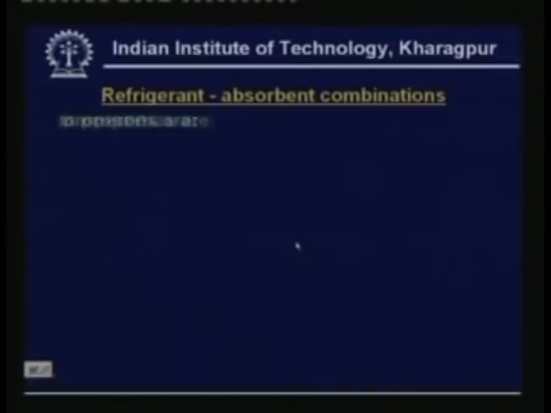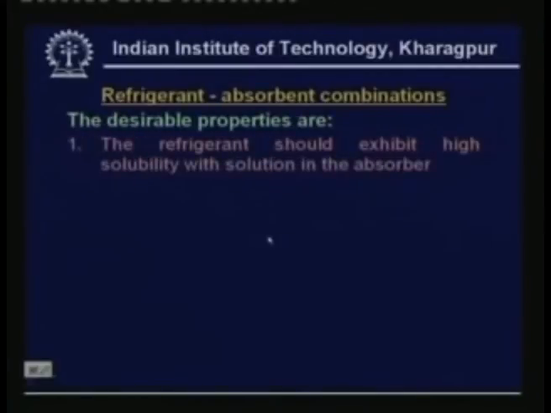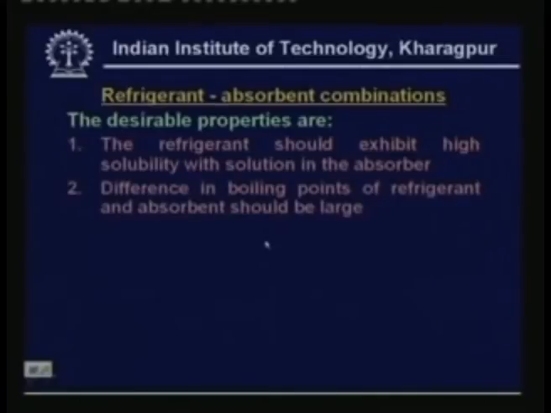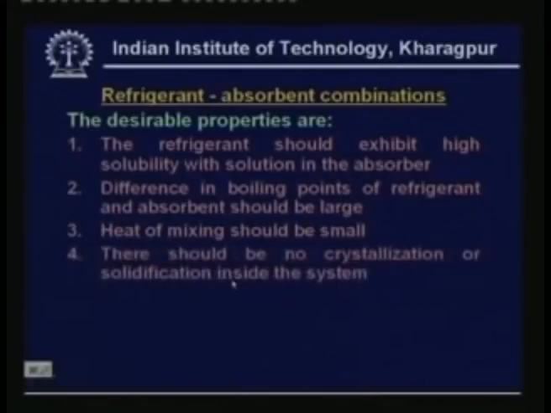Now, let me quickly look at the refrigerant absorbent combinations. The desirable properties are: the refrigerant should exhibit high solubility with the solution in the absorber, and the difference in boiling points should be large, so that only refrigerant boils in the generator. And heat of mixing should be small. Of course, points 1 and 3 are contradictory, you cannot have both. Then there should be no crystallization or solidification inside the system. We will see what crystallization or solidification is in the next class.